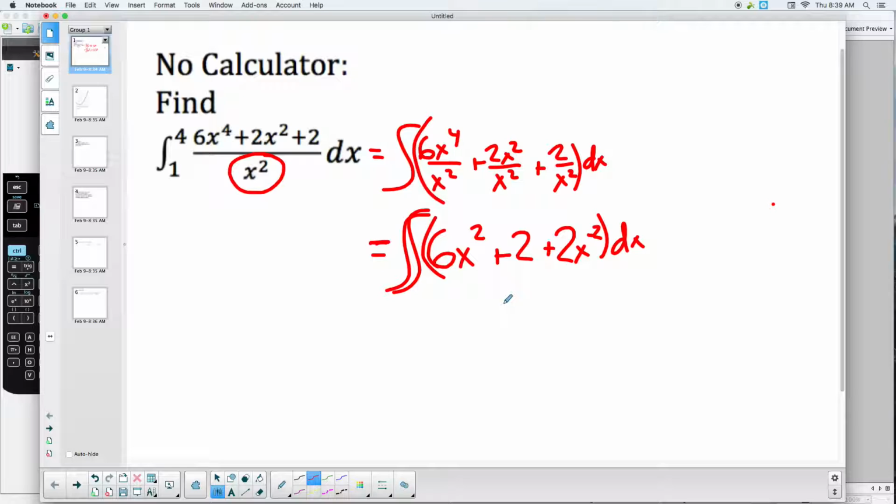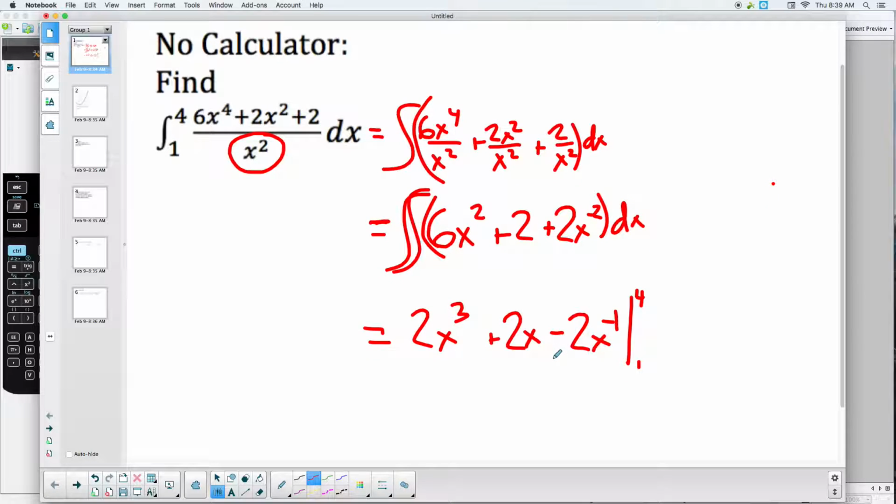All right, so now we need to integrate. Power up and divide by 3, we get 2x cubed. Plus, it's just a constant, so 2x. Minus 2x to the negative 1 from 1 to 4. Once you've integrated, do not write this again. This little s symbol, which stands for the integration, the summation of infinite rectangles, tells you to integrate. Once you've done it, don't write it again because you don't have to do it again.